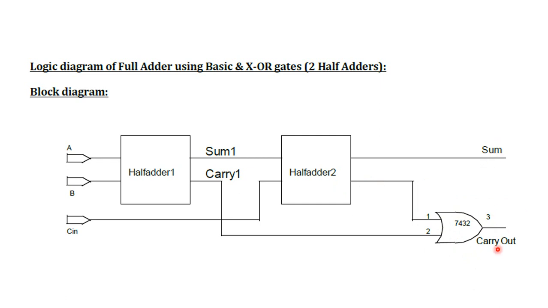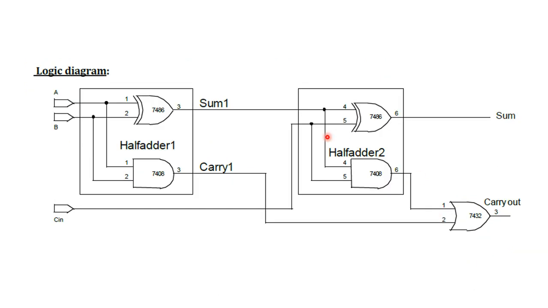Now we'll see the logic diagram. This is the logic diagram for the full adder circuit. This is my first half adder circuit, and this is the second half adder circuit. Both carries are added here using the OR gate. So this is the carry out, and this is the sum. The 7486 is the IC name for the XOR gate, 7408 is the IC for the AND gate, and 7432 is the OR gate IC. This is the logic diagram for the full adder circuit.